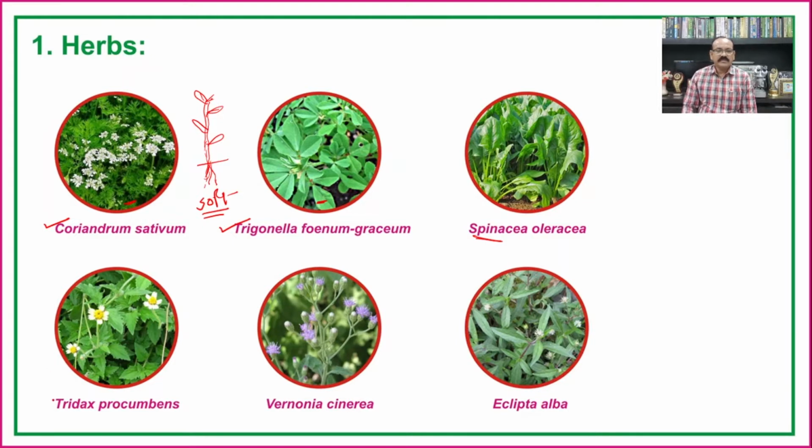In addition to that, some wild plants are taken here, that is Tridax procumbens, which is a very common weed in almost every area; Vernonia cinerea of the Asteraceae and Eclipta alba. All these three plants, Tridax procumbens, Vernonia cinerea and Eclipta alba, are commonly found weeds in almost every area. And all these 6 plants which are given here are herbs, so that we are able to understand the actual meaning of the herb. All these 6 plants are soft and delicate.